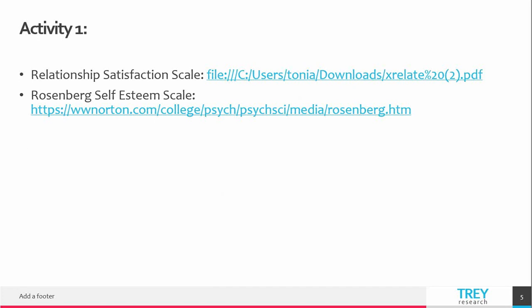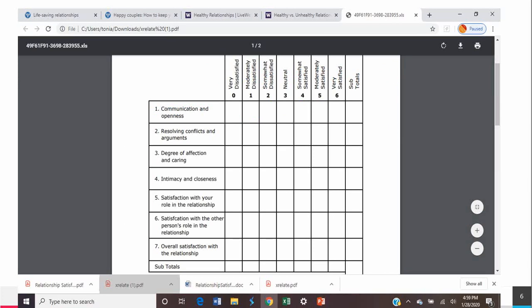What we want to do right now is reflect on words by Tony Robbins, who said that the quality of our lives depends on the quality of our communication. And the most important communication, of course, is how we communicate with ourselves. What words are we speaking to ourselves? And here we have the communication scale by Dr. Burns, where he looks at communication and openness, resolving conflicts and arguments, degree of affection and caring, intimacy and closeness, satisfaction with our role in the relationship, satisfaction with the other person's role in the relationship, and our overall satisfaction with the relationship itself.